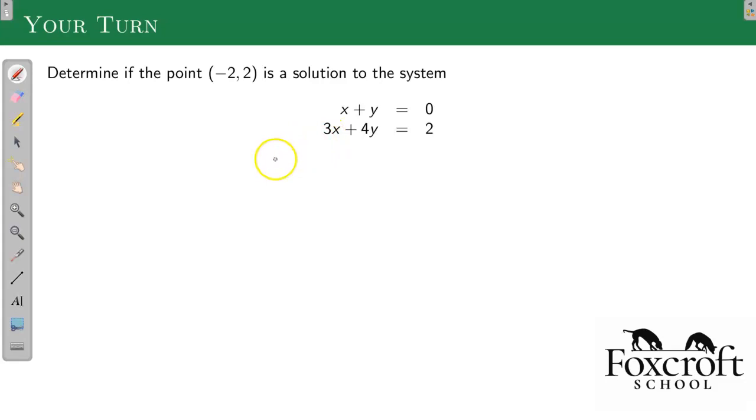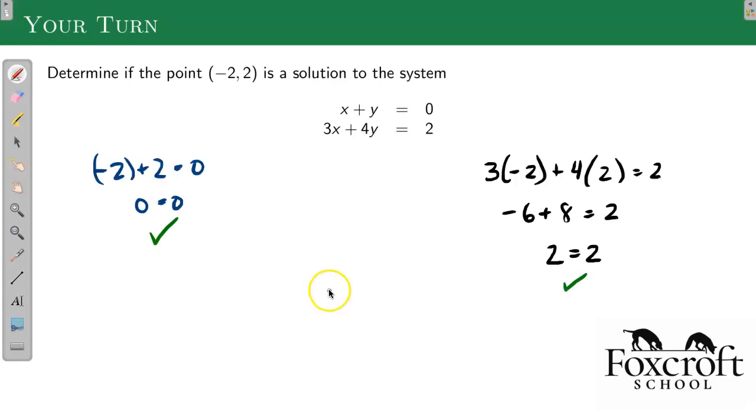All right, so here's one for you to try on your own. Determine if this point is a solution to this system. I'll show you the answer in 3, 2, 1. And the answer is yes, it is a solution. When I plug it into both of these, they're both true, so it is a solution.